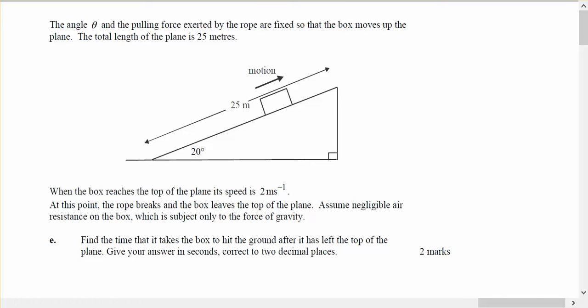Okay, so now our box reaches the top of the plane. So the box is here and it's travelling at 2 meters per second up the plane. And it leaves the surface. The rope breaks and leaves the top of the plane. Assume air resistance is negligible, so therefore there is no friction. So now we become a projectile.